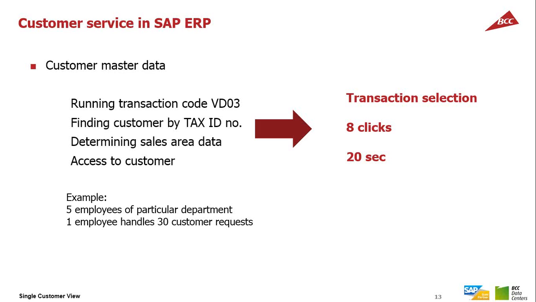One employee on average handles around 30 customer requests. These may be very simple requests like status of delivery, and maybe more time consuming if the request requires checking some more information to answer the question. So let's take into consideration 5 employees, 30 customer requests. That makes 50 minutes per day to handle and to access the customer master data.